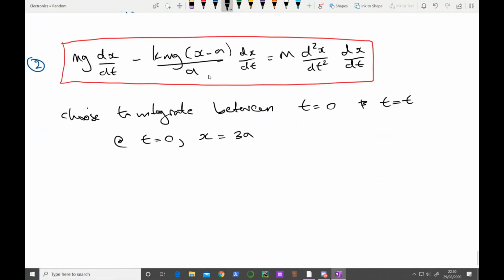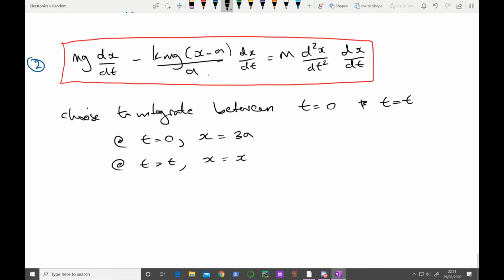And then at t equals t, x simply equals an arbitrary value of x along the distance to the ceiling. Okay, so effectively those are going to be our intervals, which means that we can integrate each of these and simply plug in our values of x.